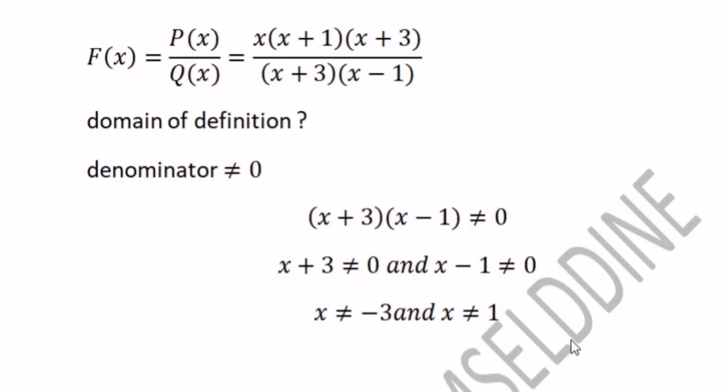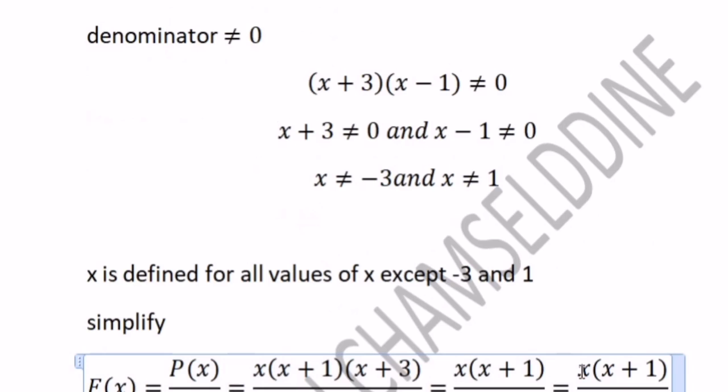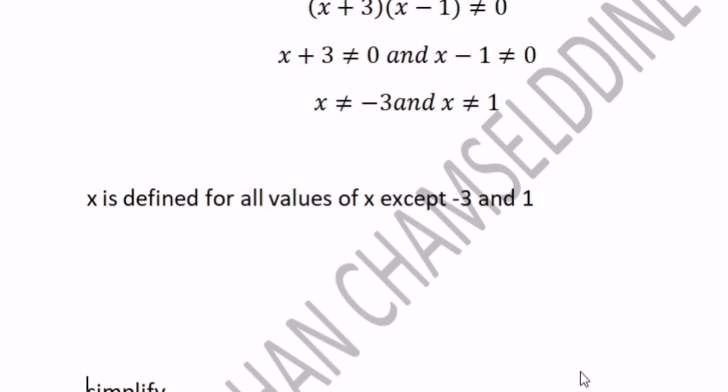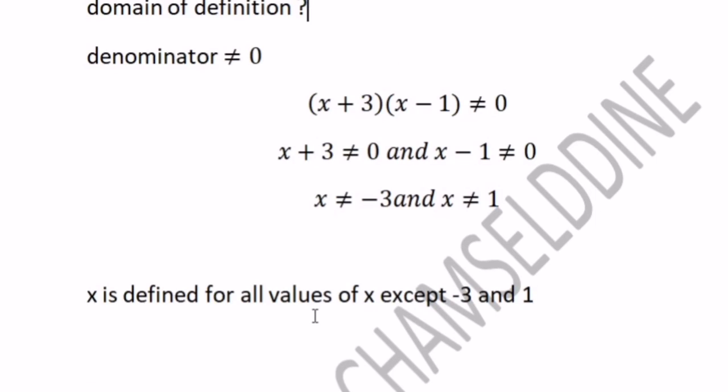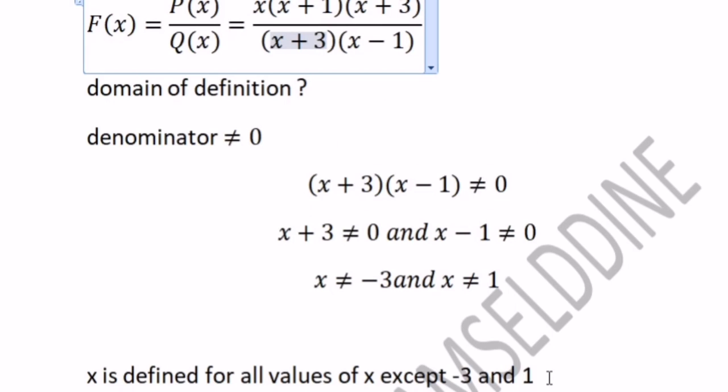This is the domain of definition, or we can say x is defined for all values of x except this and this, the two values which are rejected values. Okay, why are they rejected? Simply because if I take 1, for example, if I substitute here, 1 minus 1 is 0. So we got 0 in the denominator, so this value is rejected.